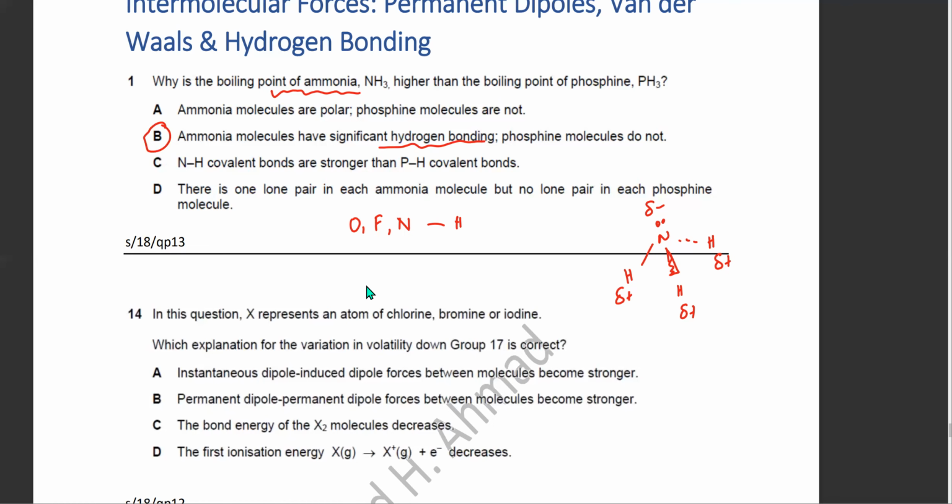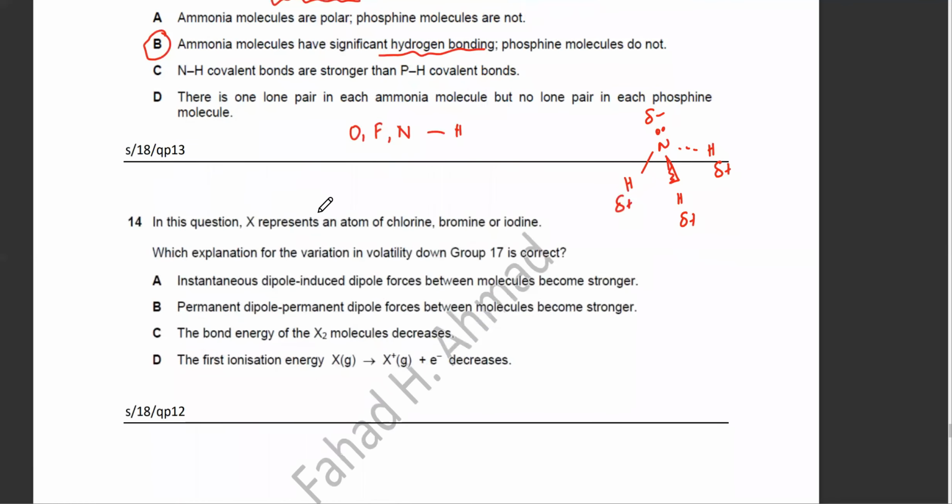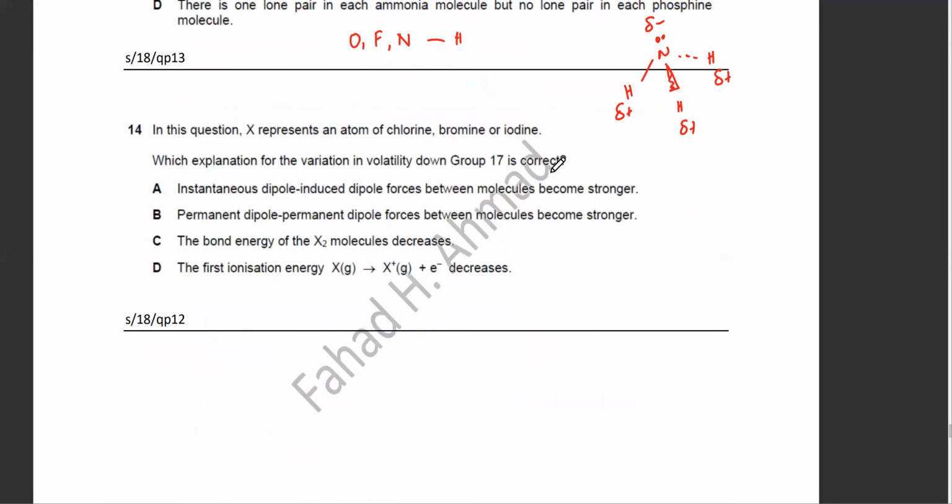Yes. The next one in the question, X represents an atom of chlorine, bromine, or iodine. Which explanation for the variation in volatility down group 17 is correct? Now, this is about chlorine. Remember, chlorine is diatomic. Bromine is also diatomic, and iodine is also diatomic. Are these molecules polar or non-polar? Do they have a dipole or not?